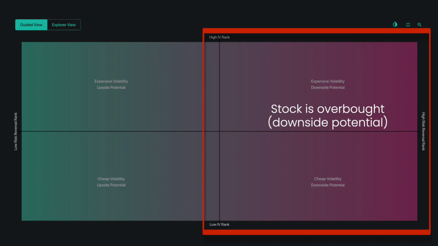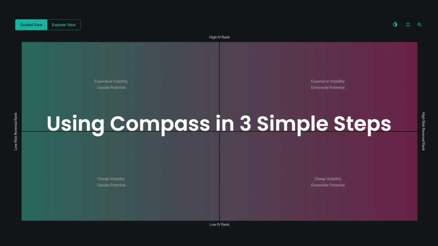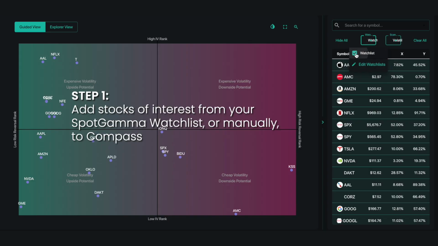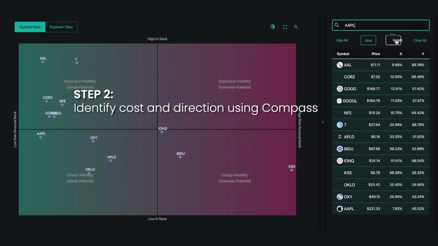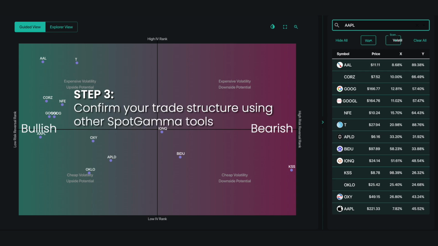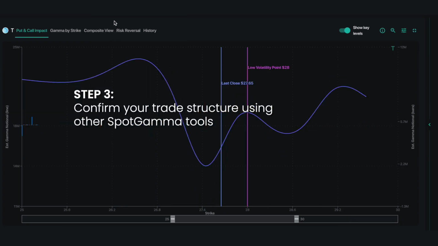To start using Compass, we recommend following these 3 simple steps. Step 1. Add stocks of interest from your SpotGamma watch list or manually to Compass. Step 2. Identify cost and direction using Compass to determine expensive or cheap and bullish or bearish. Step 3. Confirm your trade using other SpotGamma tools.